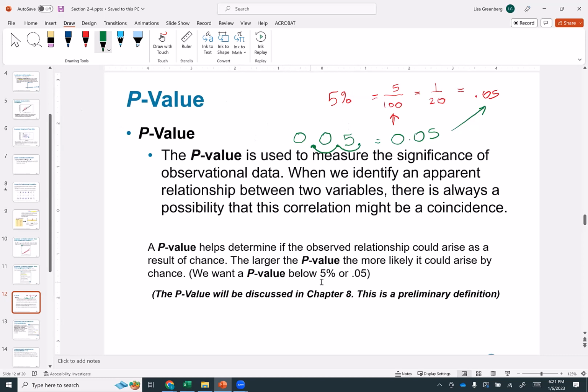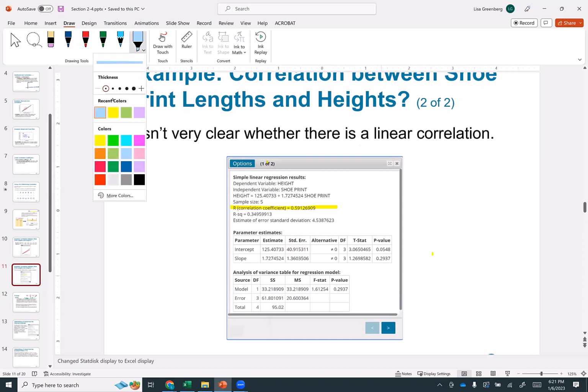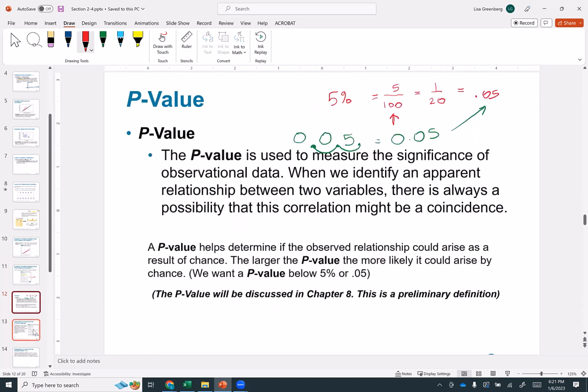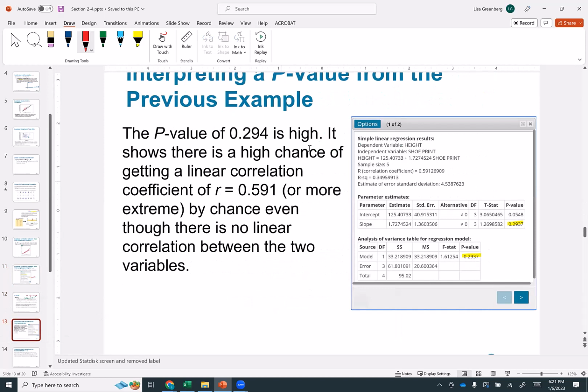If my p-value is below 5% or 0.05, that means it is unlikely to be arising by chance. In this chart, the p-value that we're talking about is this slope. And that is definitely bigger than 0.05 or 5%. That's actually 29.37%, which is very high. Because of that, we really don't know if there is a correlation.